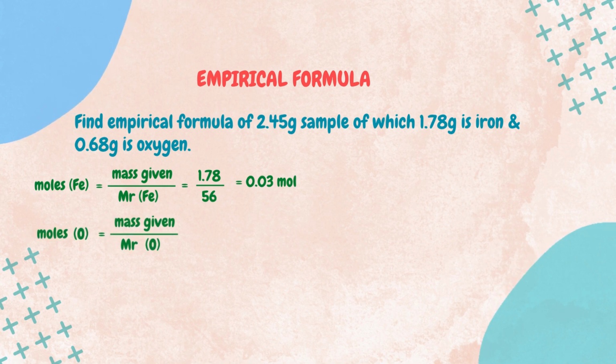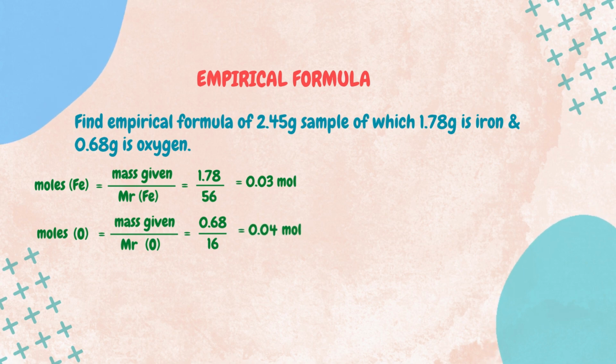The number of moles of oxygen is equal to the mass given over the molar mass of oxygen. The mass given is 0.68 grams. The molar mass of oxygen is 16 grams per mole. 0.68 over 16 gives 0.04 moles. Then we divide these moles by the smallest mole number. The smallest mole number is 0.03, the mole of iron.